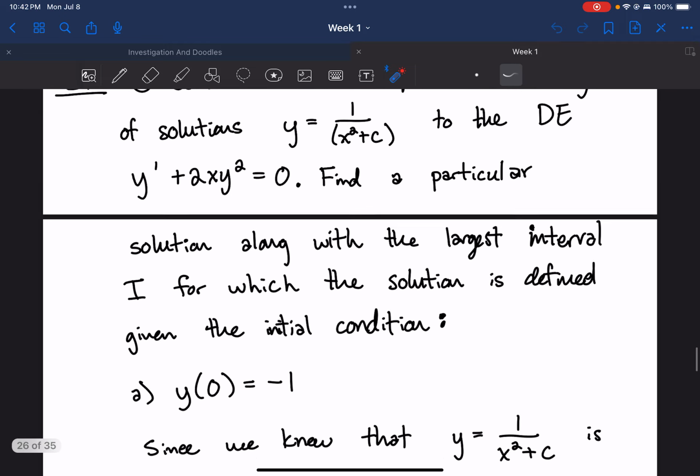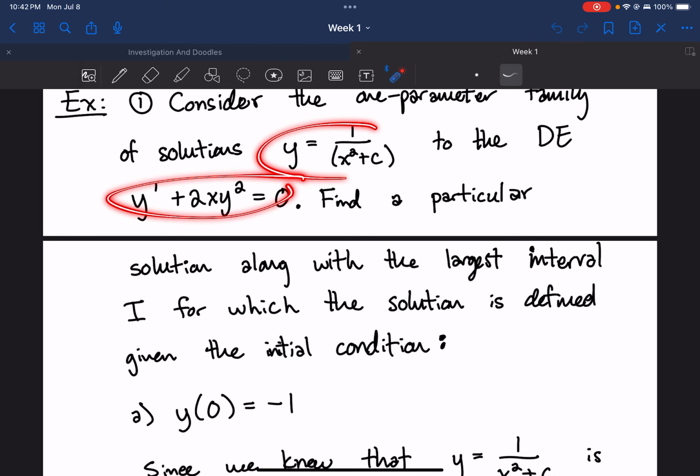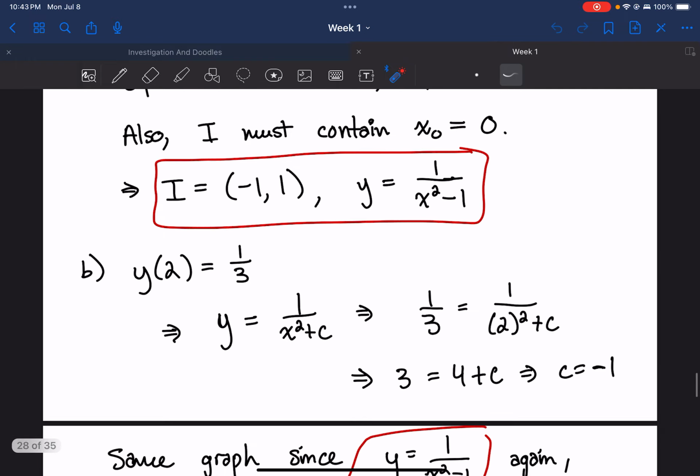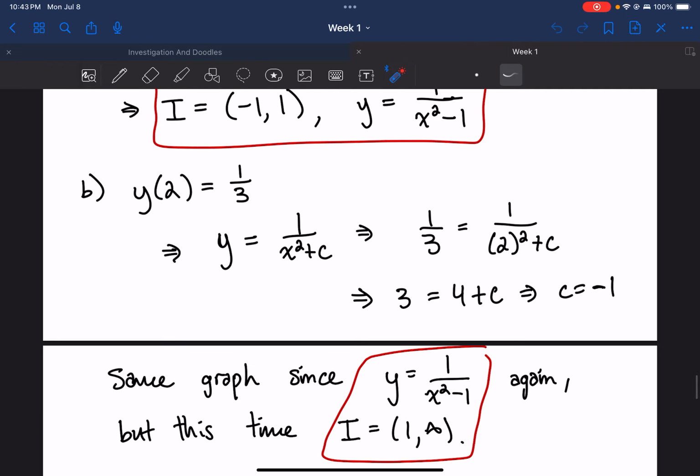Okay, same differential equation, same family of solutions. Let's change the initial value. So now the initial value is going to be that y of 2 is equal to 1/3. So again, we can just plug in x equals 2 and y equals 1/3 into the expression for y to find what c should be equal to, right? So in this case, c should be equal to -1.